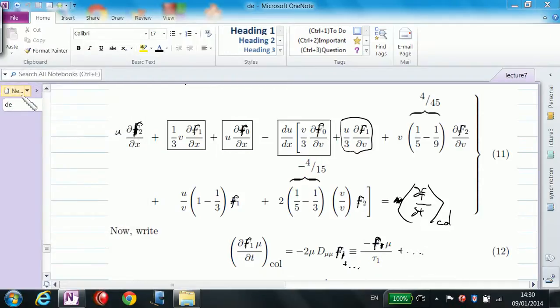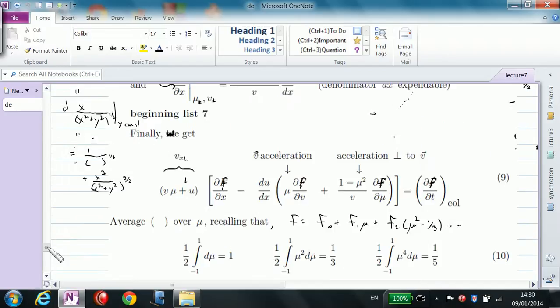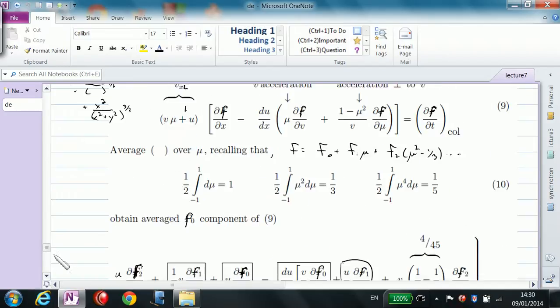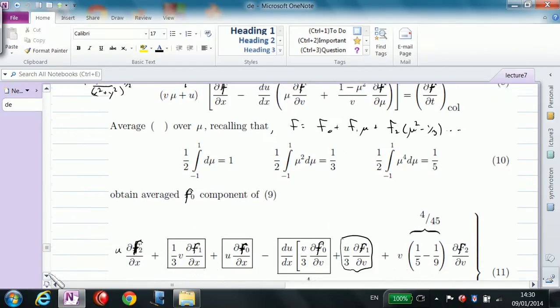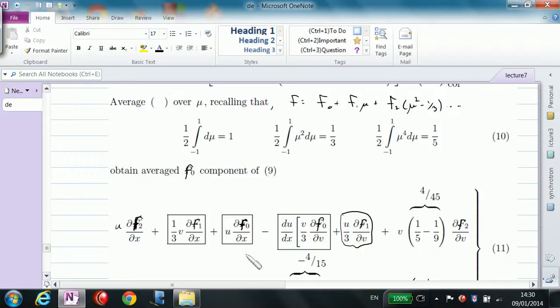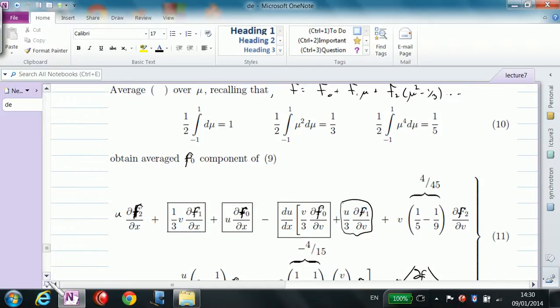Here 3 and 4 are in reverse order, I guess. There. If you go to the top of this. Anyway, we got to equation 11, which was an equation that involved F1 and F2, but it was the angle average component.